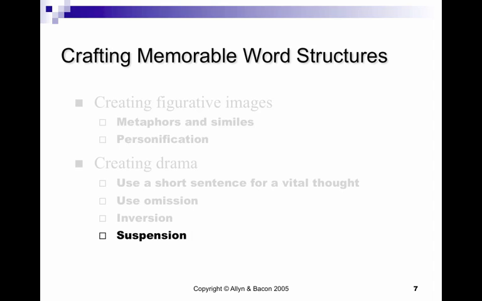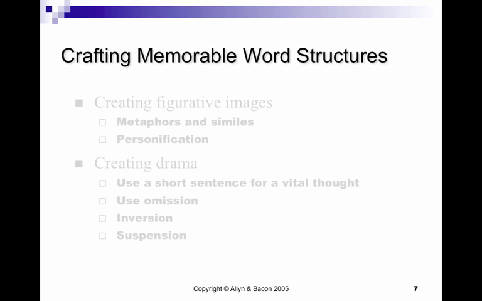Suspension, it's where we suspend the word or phrase and we put it at the end of the sentence. So this is different than omission, where I said you have four or five sentences and then finally you may refer to whatever it is, or you don't necessarily have to because the audience knows, but maybe you do. Suspension is, I put the thing that I want them to key in on at the very end.